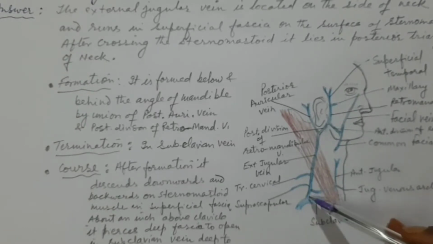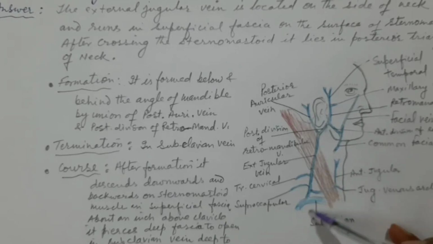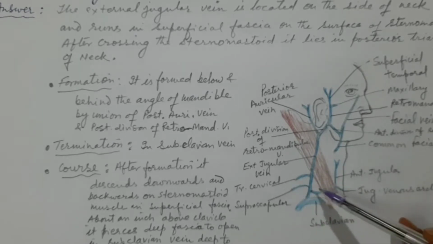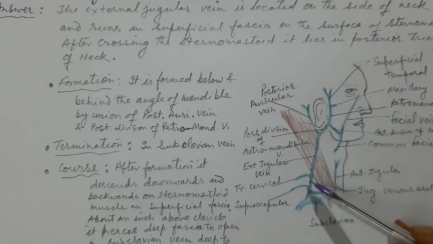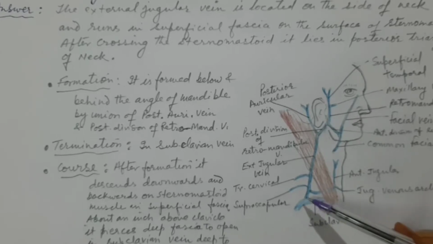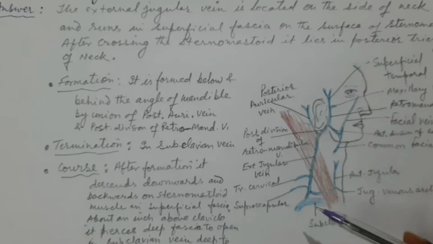In the termination, this vein will go into the posterior triangle, the supraclavicular part of the posterior triangle, below the inferior belly of the omohyoid, where it will join as a tributary of the third part of the subclavian vein. Just deep to the clavicle, this is the site where it will terminate in the subclavian vein. So you have learned the formation, then you have learned the termination.